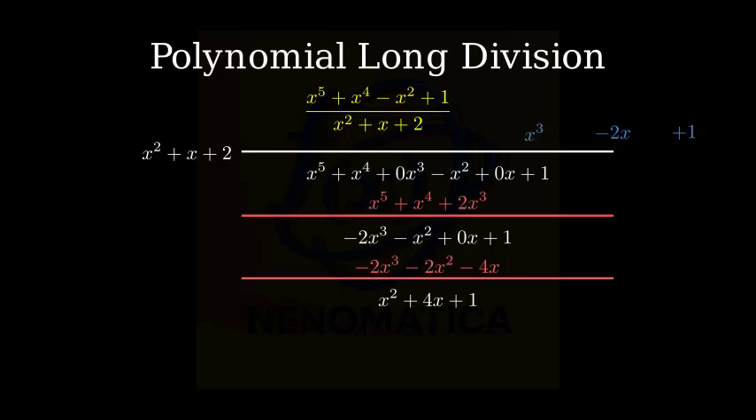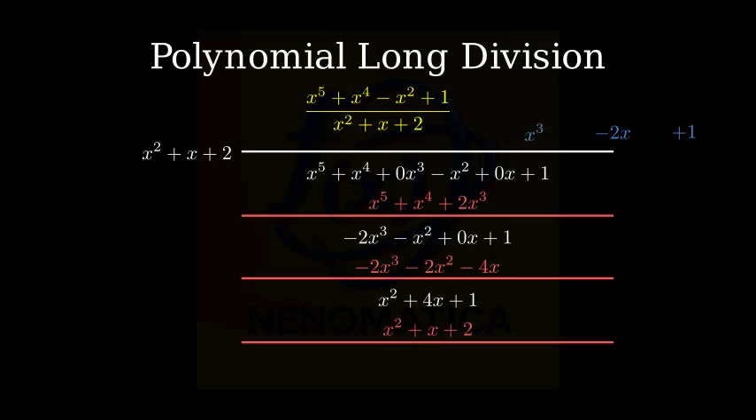For the third step, we again divide the highest degree term of our new dividend by the highest degree term of the divisor. So we divide x squared by x squared, giving us 1. This becomes the third term in our quotient. Now, we multiply the entire divisor by this quotient term, 1.